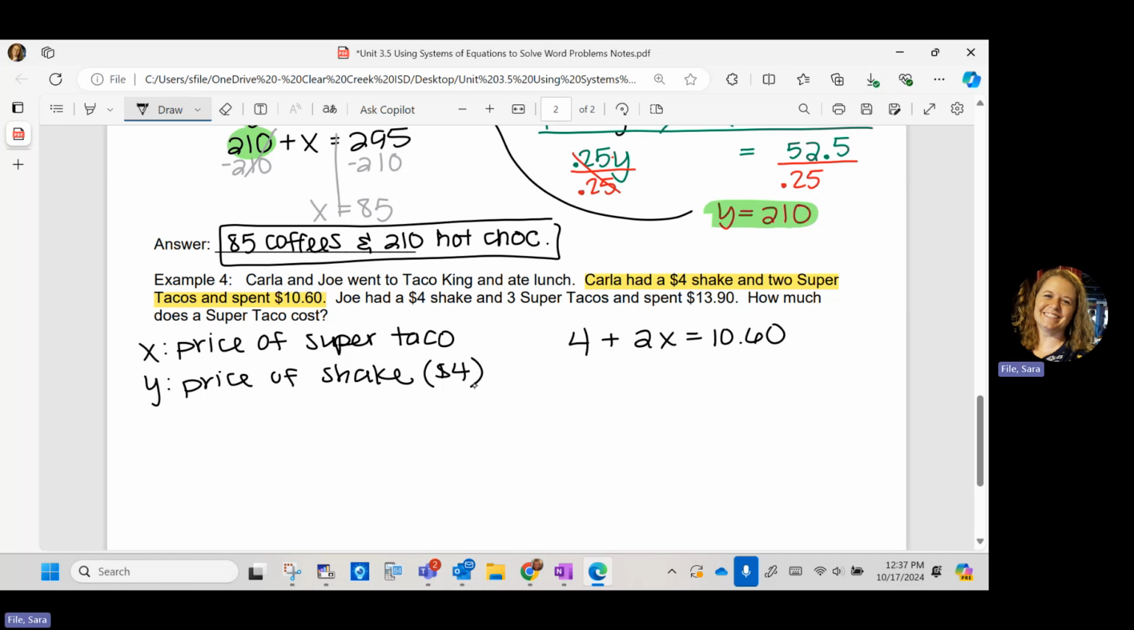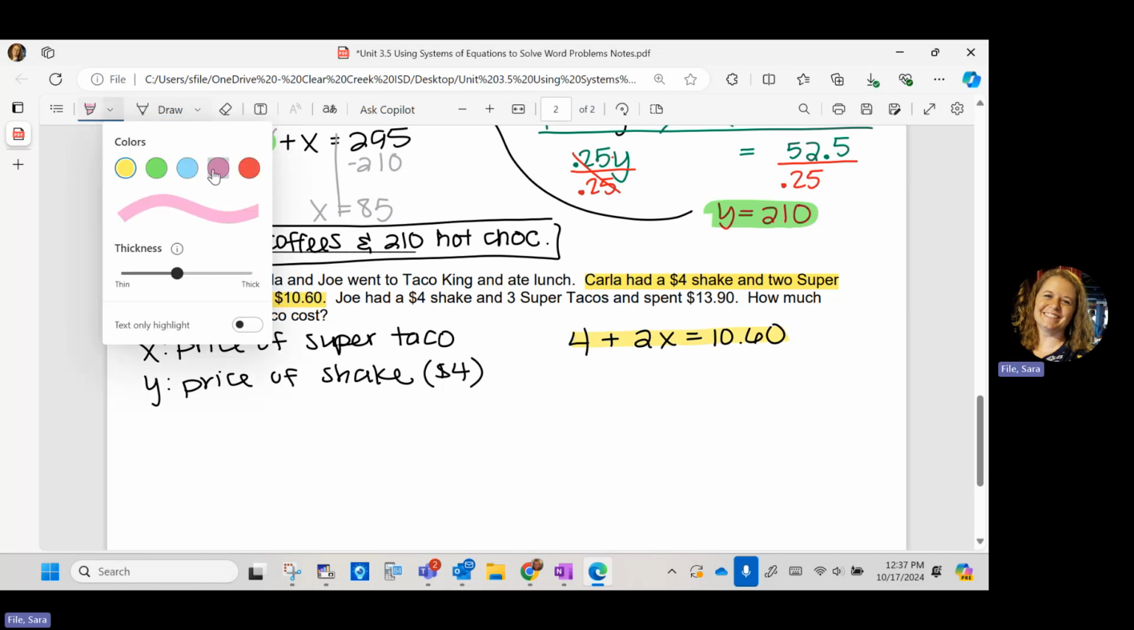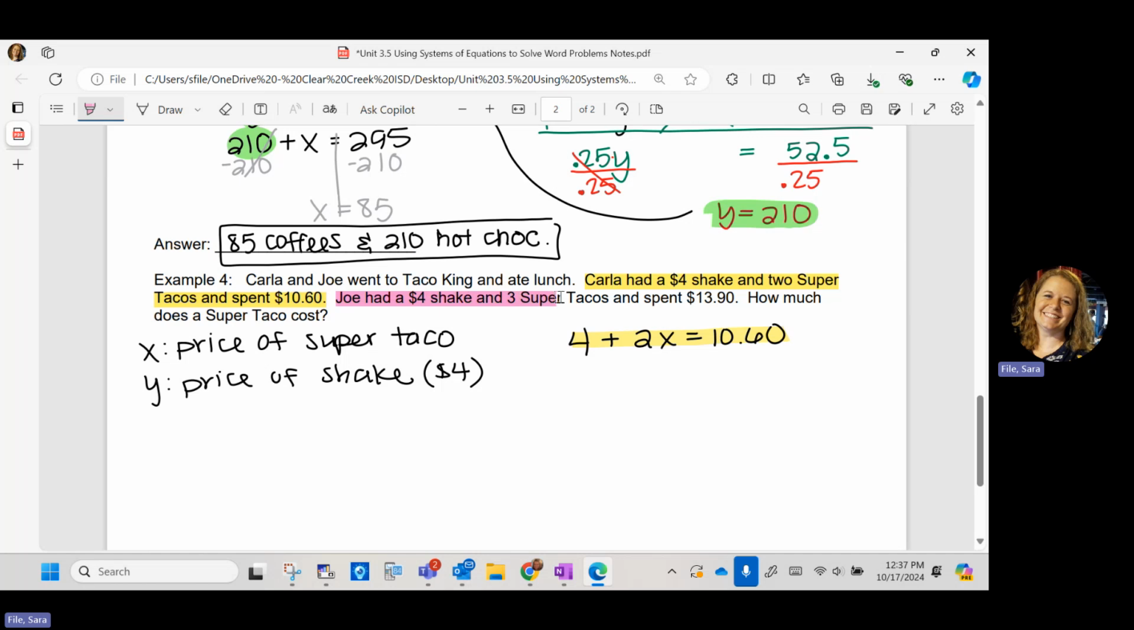All right, so $4 for the shake plus 2 tacos at what cost equals $10.60. And then the other piece of information they gave us is that Joe bought that same $4 shake and 3 tacos and spent $13.90. Okay, so elimination or substitution, well, the y is already gone, really. So we only have x's.